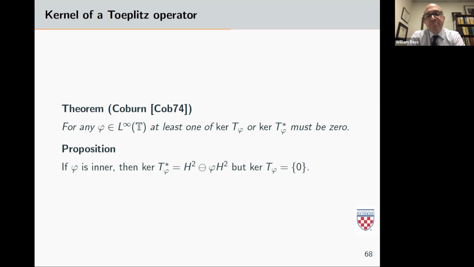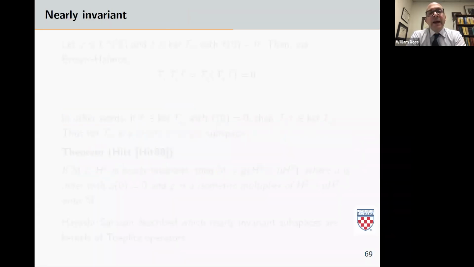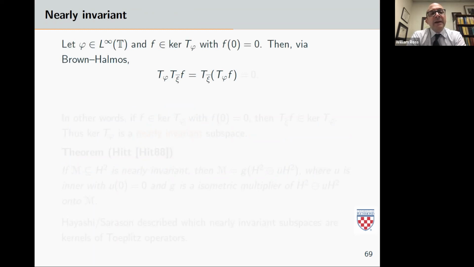So in his talk on model spaces, Stephan Garcia says if you have an inner function, right, then the kernel of the adjoint of this analytic Toeplitz operator is a model space. So that's not the 0 kernel, but the kernel of the analytic Toeplitz operator is going to be the 0. It turns out that the kernel of a Toeplitz operator is actually a nearly invariant subspace.